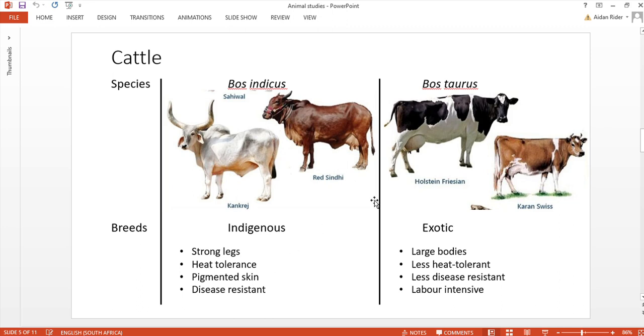Okay, and then the exotic breeds, the taurus, what makes them different or unique is they have very large bodies.